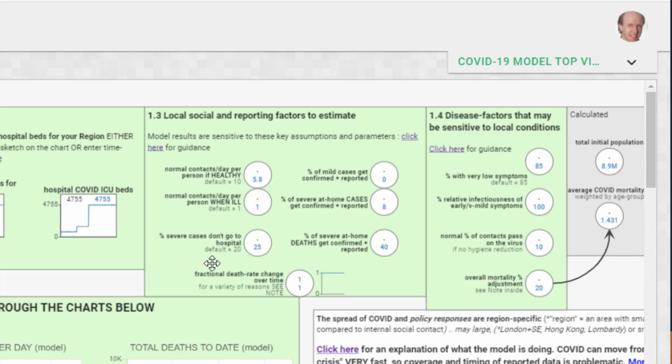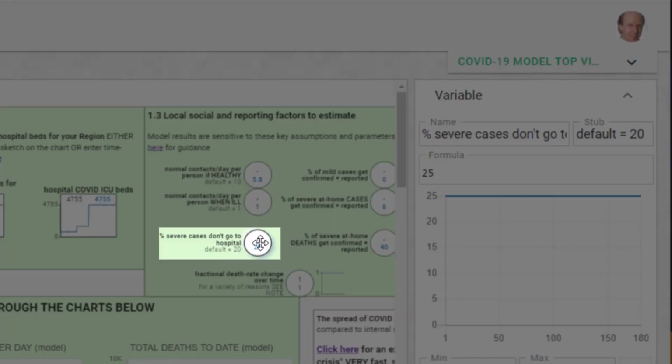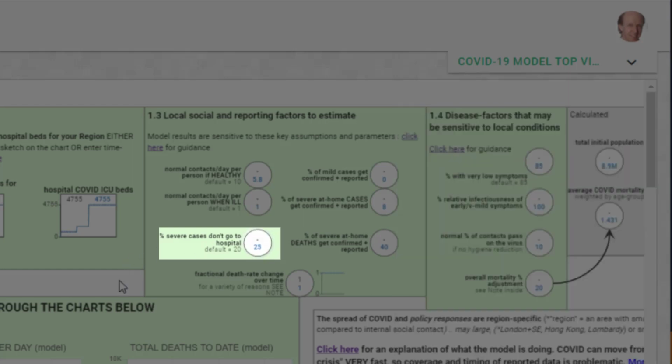A further factor to do with the number of cases that end up getting identified and reported concerns the number of severe cases that don't go to hospital. This tends to be focused on care home settings, but there could be other reasons why people, even with severe symptoms, choose to stay at home rather than go to hospital. Unfortunately, their chances of survival are rather less if they stay at home than if they are hospitalised.